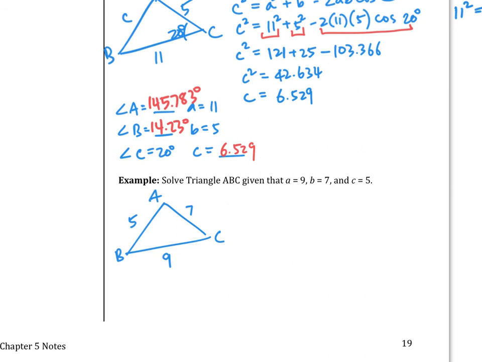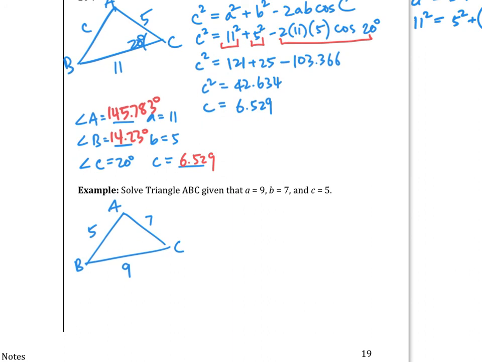Then you're going to start from its opposite side. If you want angle A, you've got to start from side A. So A squared is equal to B squared plus C squared minus 2BC cosine A. Now you want to plug everything in and then go backwards and find angle A. So go ahead and give that a try.